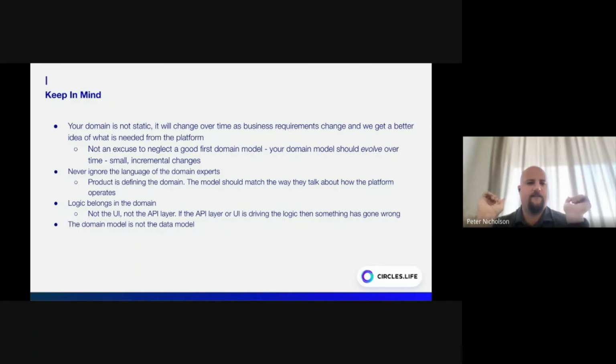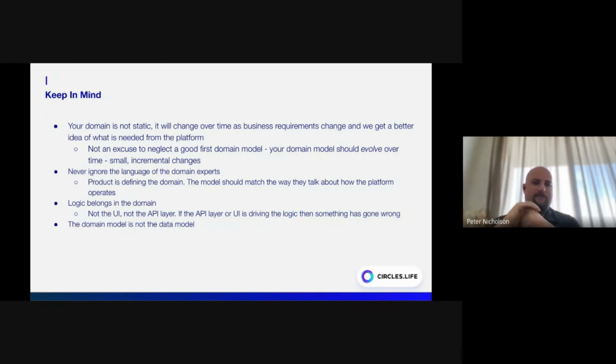Second to last, logic belongs to the domain. It's not on the UI, it's not on the API, right? If the API layer or UI layer is driving the logic, then something's gone wrong somewhere. And you need to investigate and figure out why.